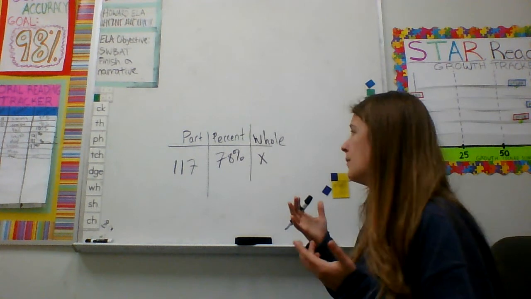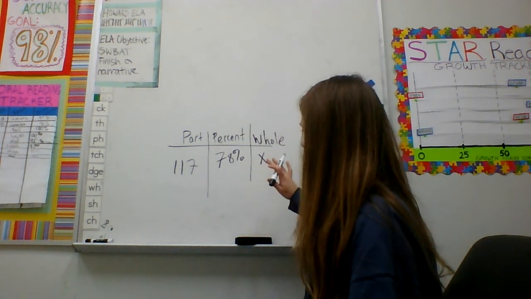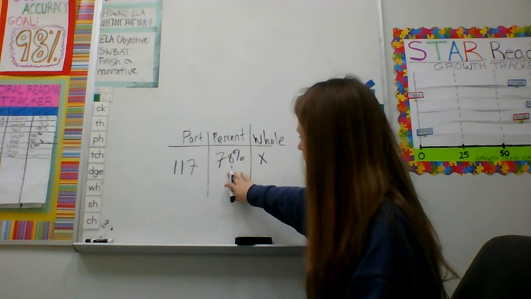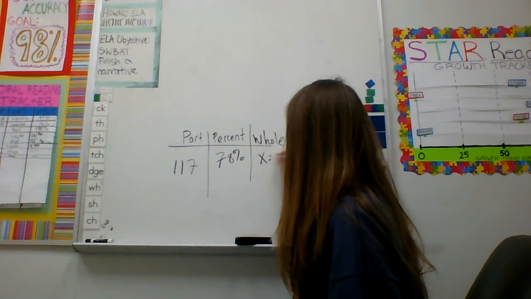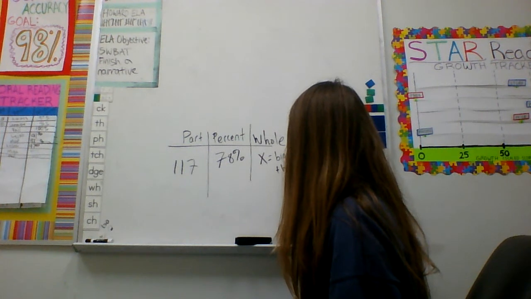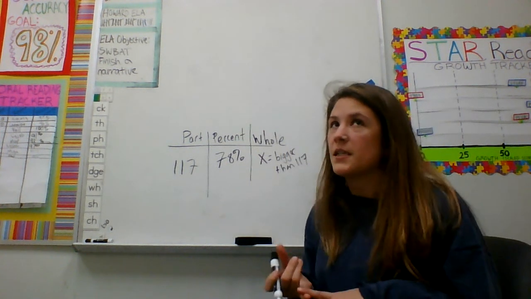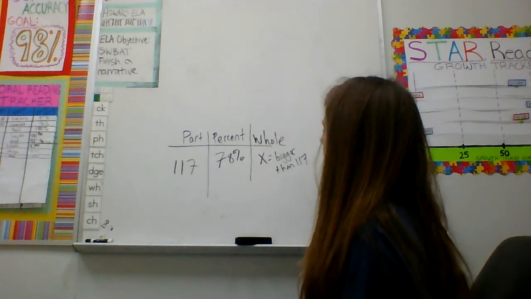So now if I'm thinking about this problem, I'm trying to think, what's my answer going to be? 117 students got a perfect score, and that represents 78% of the total students Miss K has. So I'm thinking that this whole number is going to be bigger than 117, because I know that at least 117 got a perfect score, so how many students didn't get a perfect score, and thus how many total students are there? So I can set up my equation.